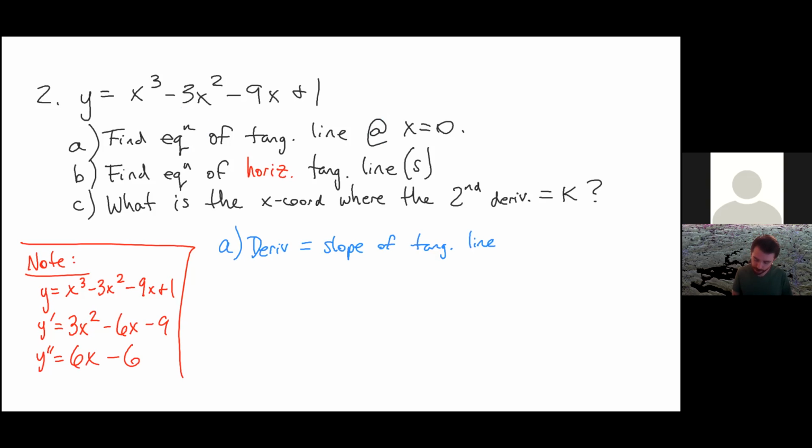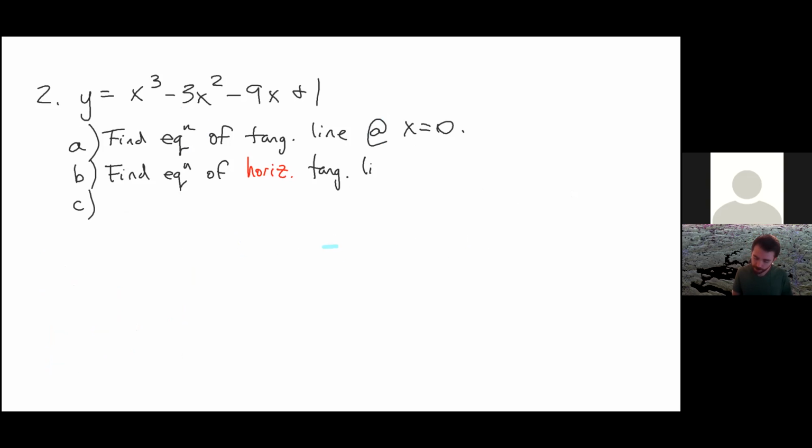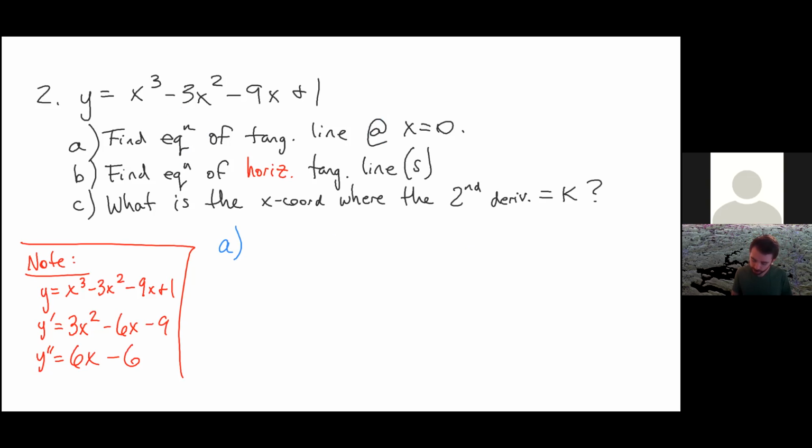Since that's true, let's go ahead and write down our derivative. Luckily, we already calculated it. So we have y prime equals 3x squared minus 6x minus 9. And in particular, I want to know what is y prime at x equals 0. Okay, right, that's the point I'm concerned with. So I'm trying to figure out the slope at that point.